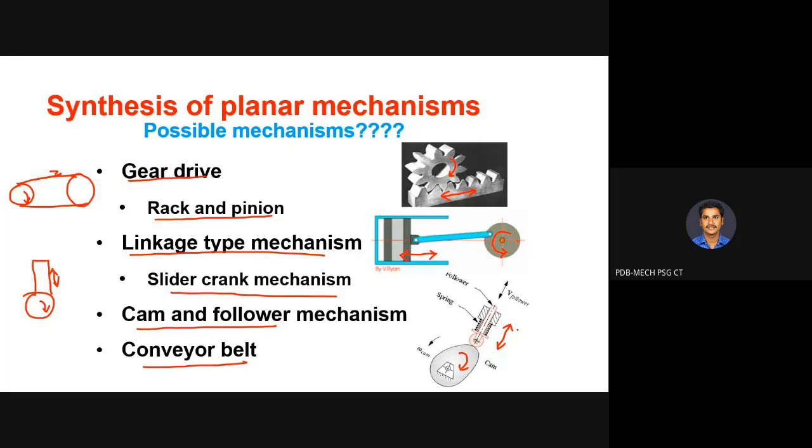So I need to convert some rotary motion into linear motion. These are all the possible mechanisms that are available, and my duty is to identify which mechanism is more appropriate for my application.